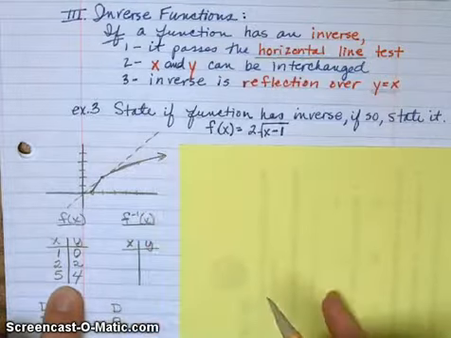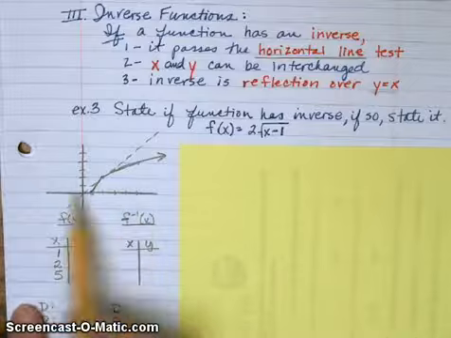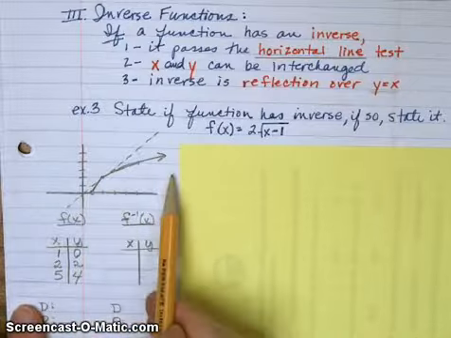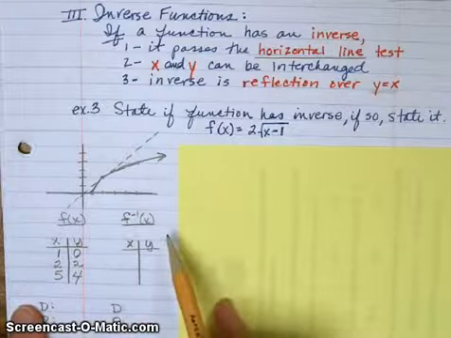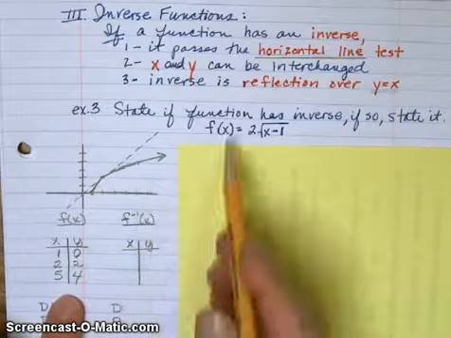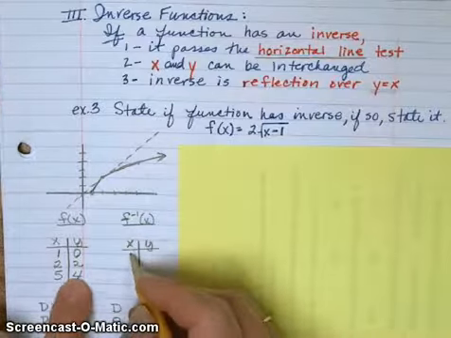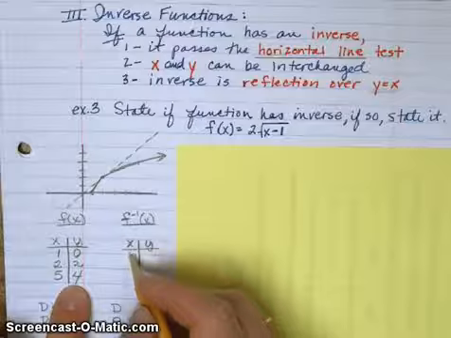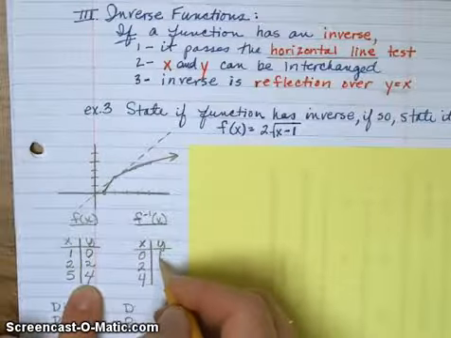Okay, does that pass the horizontal line test? Yes, I can draw any horizontal line there, and it's only going to hit it once. Can the x and the y be interchanged? Well, let's try. These are the x and the y for the given f function, so let's interchange them. I'm going to make all my y's my x's, and my x's become my y's.